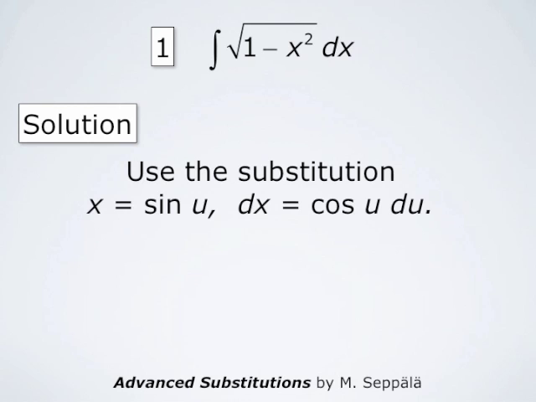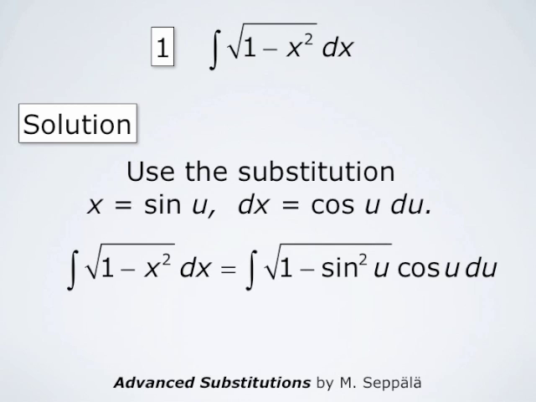And therefore, we may restrict the domain of definition of u to be the interval from negative pi over 2 to pi over 2. Because if u is negative pi over 2, then sine of u is just -1. And as u grows to pi over 2, sine of u grows from -1 to 1. In this interval between negative pi over 2 and pi over 2, cosine of u is non-negative.